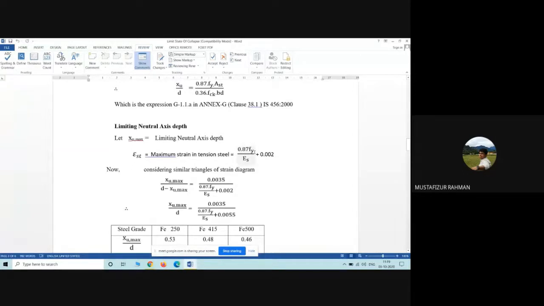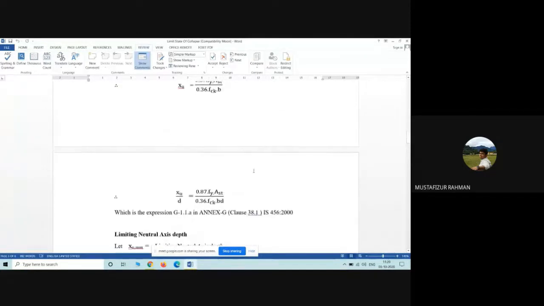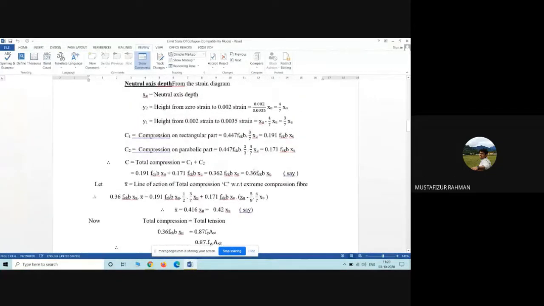So don't be afraid of this expression; it is not obtained in the 5th semester. You had obtained this expression in your class 8, 9, 10 standard. Only from there, we borrowed it, right? Now see, considering the similar triangles from the strain diagram. I have not drawn a separate figure here.